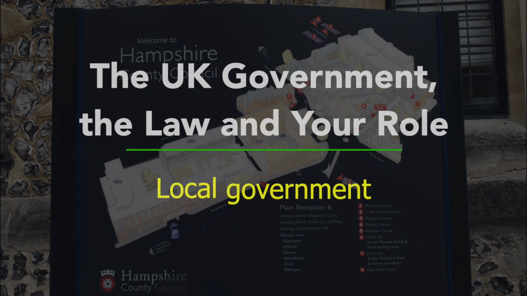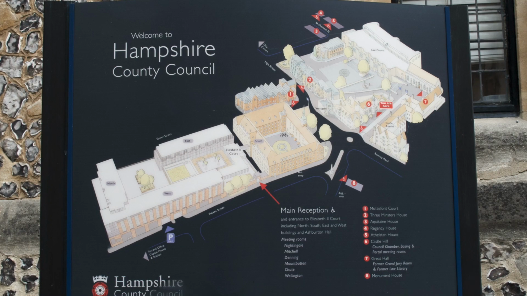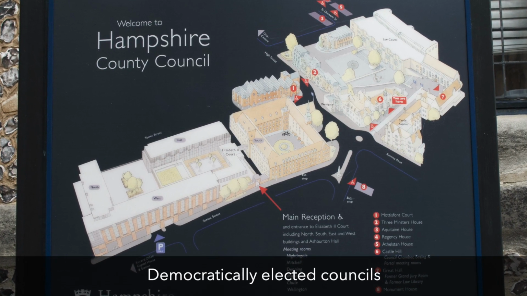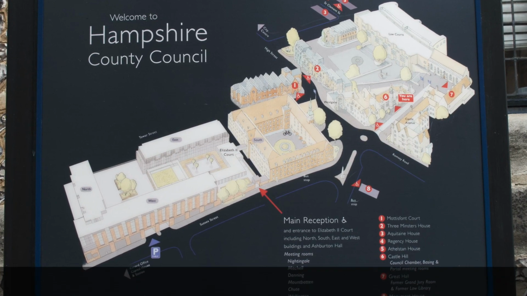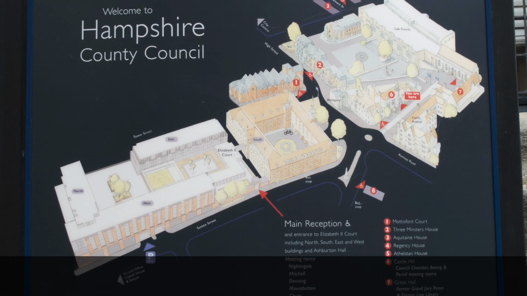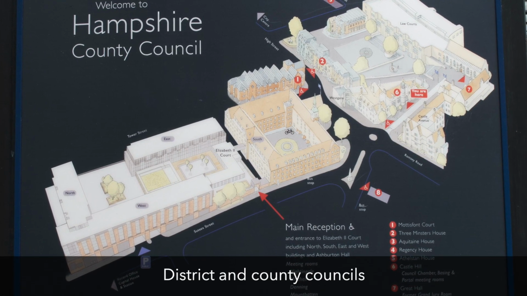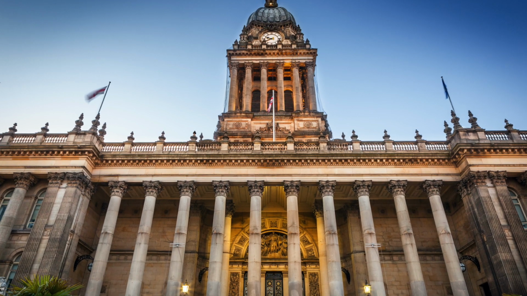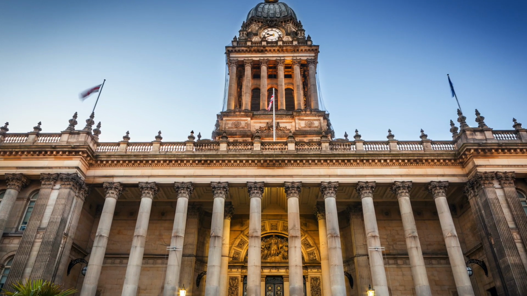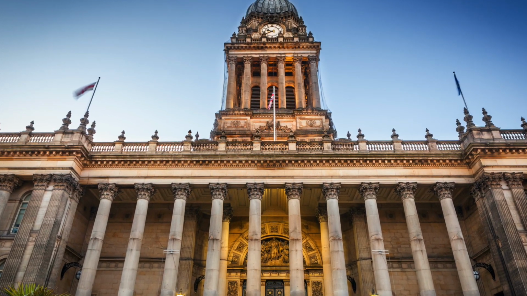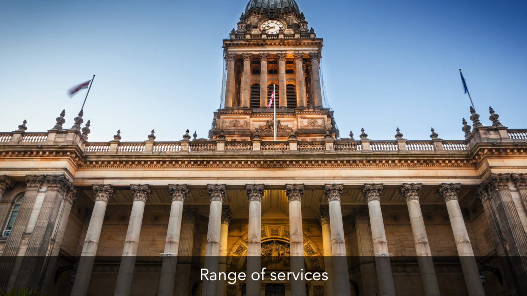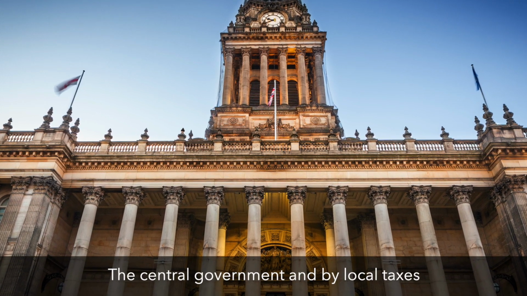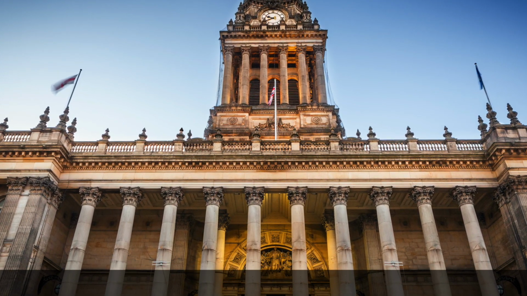Local government. Towns, cities, and rural areas in the UK are governed by democratically elected councils, often called local authorities. Some areas have both district and county councils, which have different functions. Most large towns and cities have a single local authority. Local authorities provide a range of services in their areas. They are funded by money from central government and by local taxes.